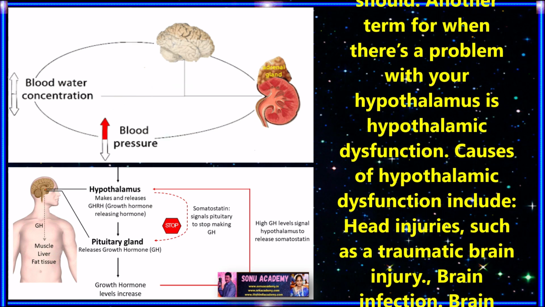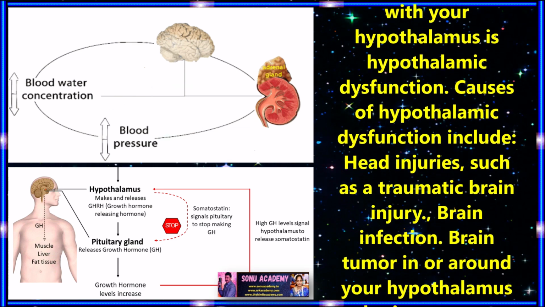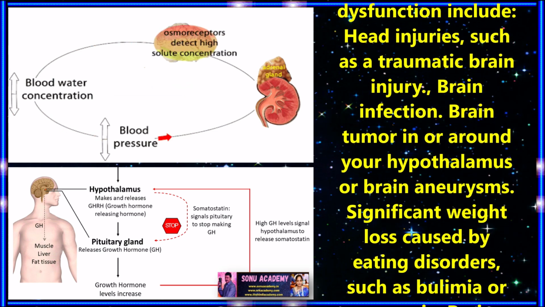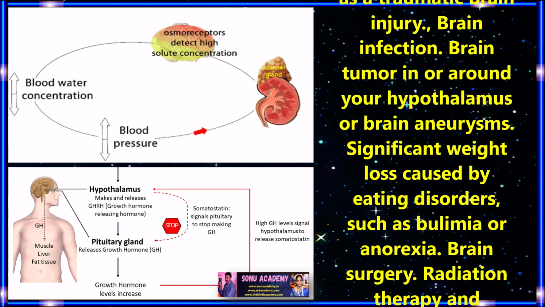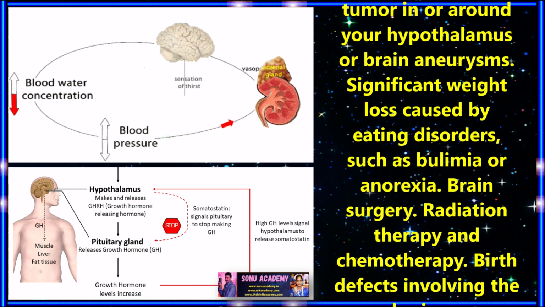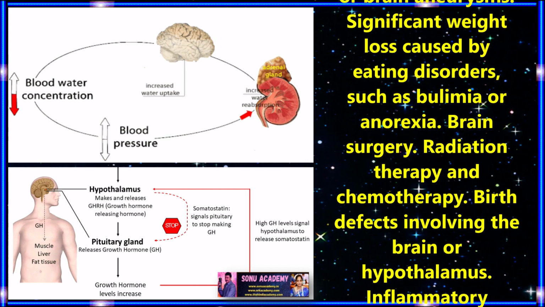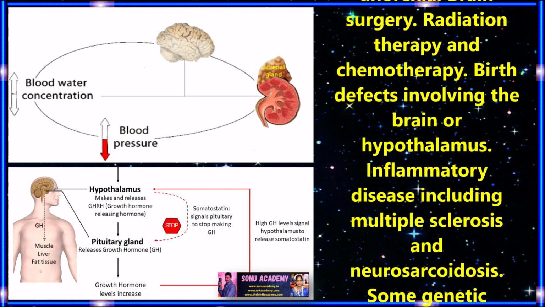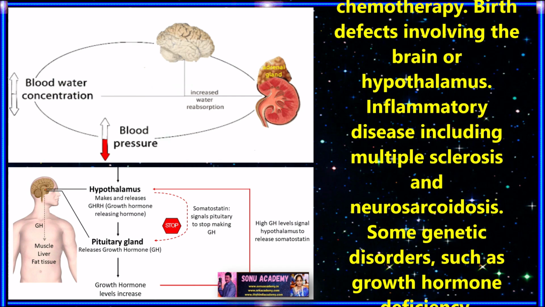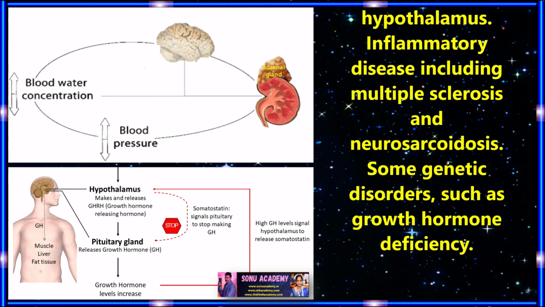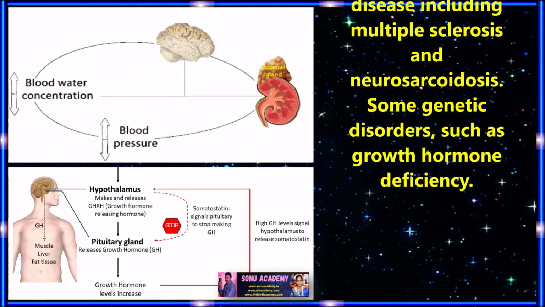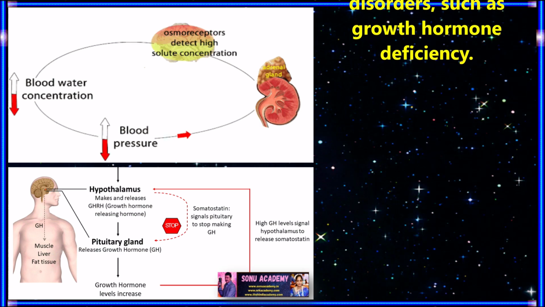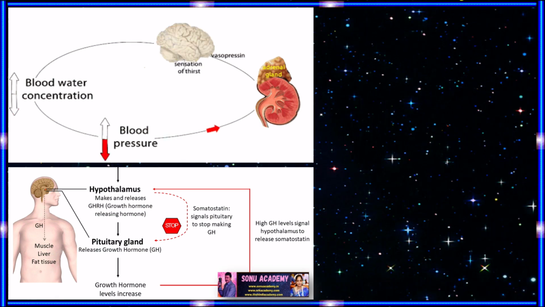Causes of hypothalamic dysfunction include head injuries such as traumatic brain injury, brain infection, brain tumor in or around the hypothalamus, or brain aneurysms, and significant weight loss caused by eating disorders such as bulimia or anorexia, brain surgery, radiation therapy and chemotherapy, birth defects involving the brain or hypothalamus, inflammatory diseases including multiple sclerosis and neurosarcoidosis, and some genetic disorders such as growth hormone deficiency.